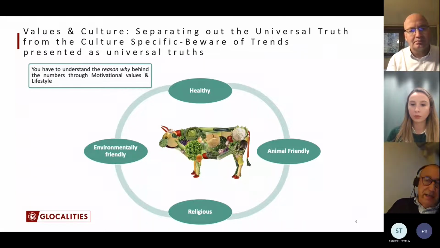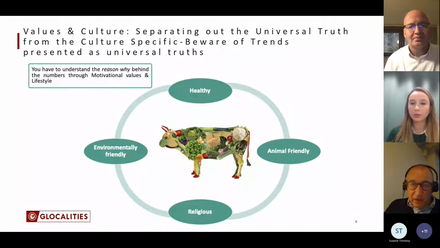For example, in some countries, there is a much more religious aspect linked to vegetarian food, while in other countries or other markets, it's totally absent. Animal friendliness is considered different in some cultures compared to other cultures. The same, the perception of healthy and healthiness is not the same around the world. And finally, environmental friendliness is perceived totally differently in different parts of the world than in other parts.